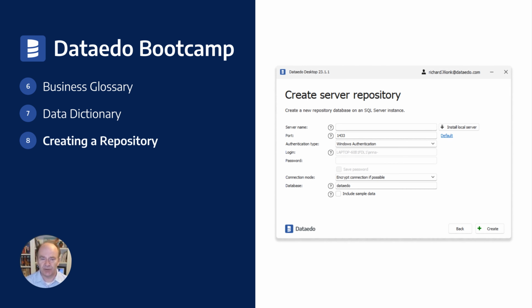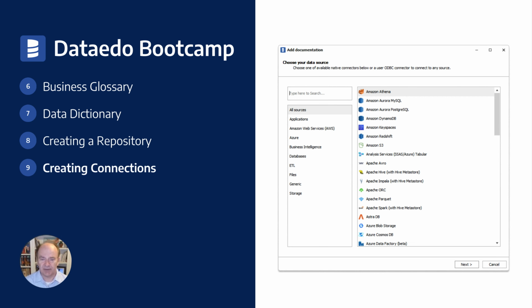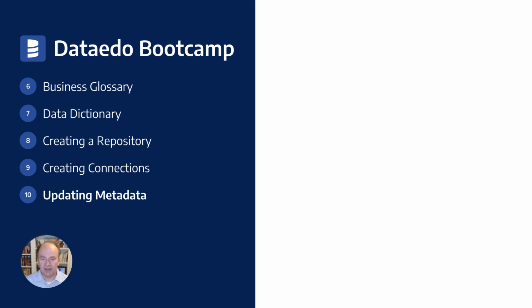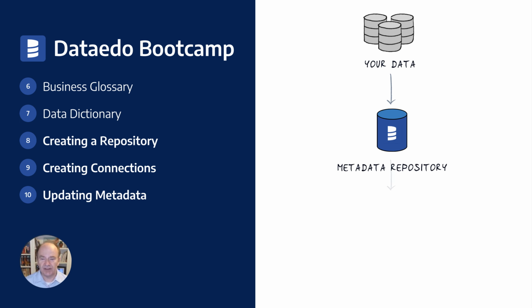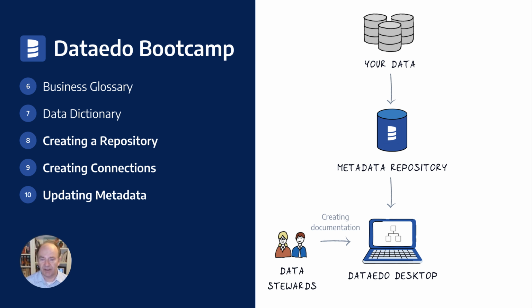Then we'll show you how to create a repository, how to set up connections, and how to update the metadata. These three tasks work together to get the metadata out of your source systems into Dataedo and make it available for the work that goes on up above in the business glossary and the data dictionary work.